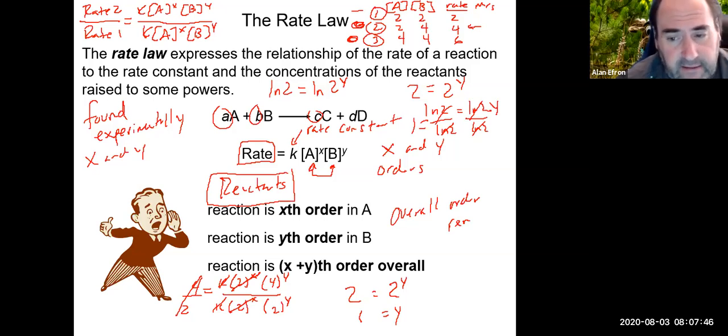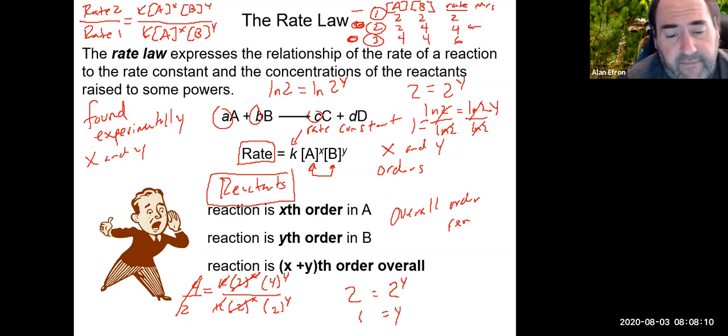Sort of how fast, if you want to think about the reactions proceeding. The concentration is usually molarity, and X and Y are orders, and orders are found experimentally. They're not the coefficients in the balanced equation. So that's something different. We just don't take the coefficients and use them as those exponents. They do have to be found experimentally.